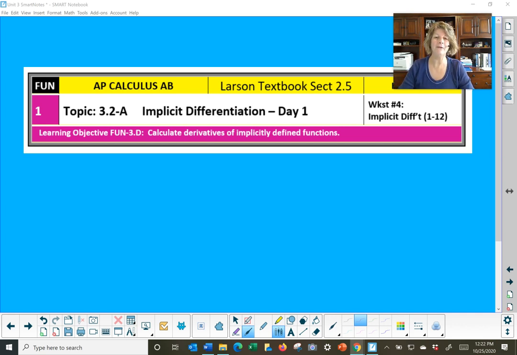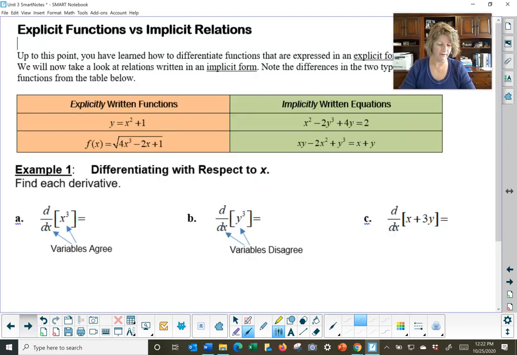3.2a, implicit differentiation today is the topic. And it's day one. We'll take 2 days over this particular topic of implicit differentiation. So you're like, well, what the heck does implicit mean? Well, implicit is kind of the opposite of explicit. And explicit means that it's very shown, revealed, very obvious.